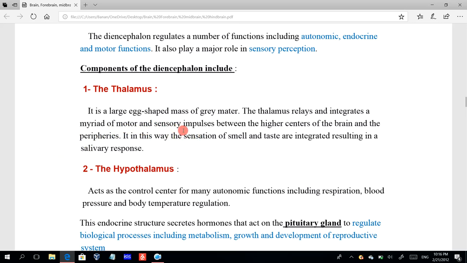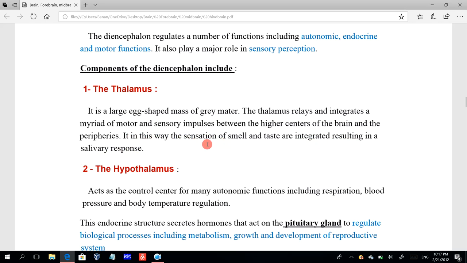Usually the sensory is afferent. It goes to the cortex, the higher centers of the brain. Higher centers means the cortex of the brain. These impulses will be processed and understood, and it is known exactly what they are. After that the brain takes action, and it returns through the thalamus as motor impulses to the periphery of the body. It is in this way the sensation of smell and taste are integrated, resulting in a salivary response. What do we mean by this sentence?